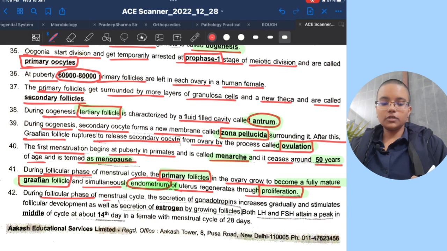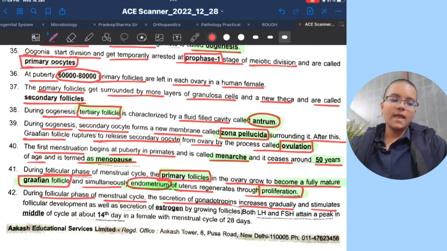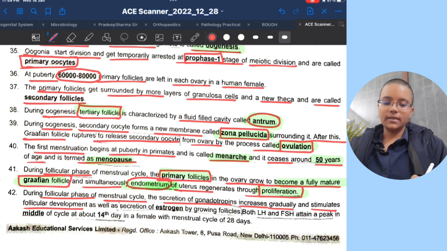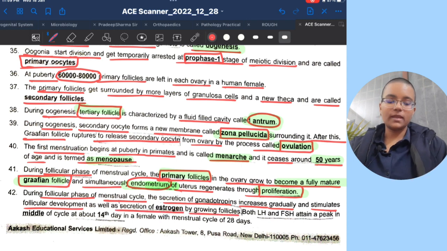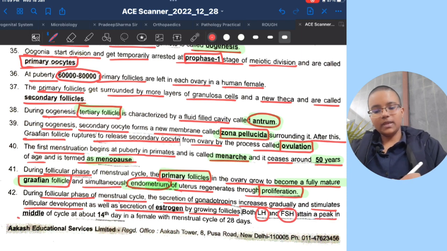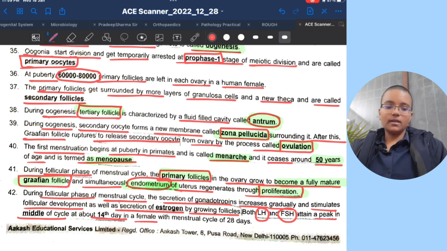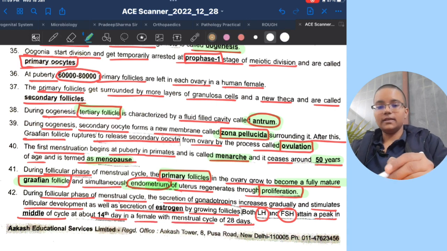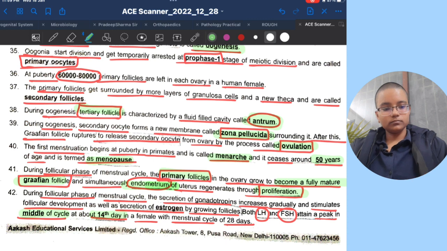During the follicular phase of the menstrual cycle, the secretion of gonadotropins increases gradually and stimulates follicular development as well as secretion of estrogen by the Graafian follicles. Both LH and FSH attain a peak in the middle of the cycle, at the 14th day in a female with a menstrual cycle of 28 days.